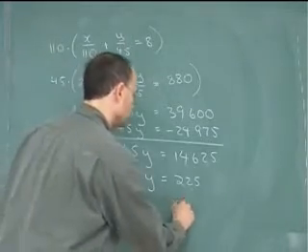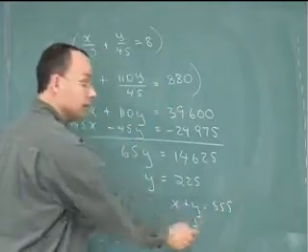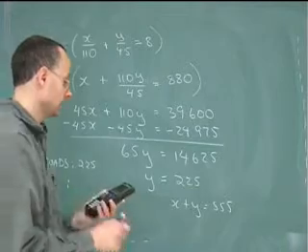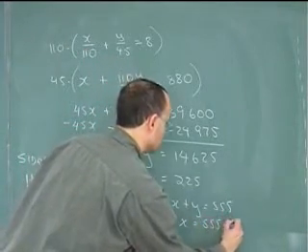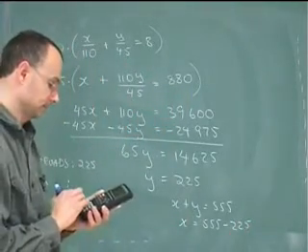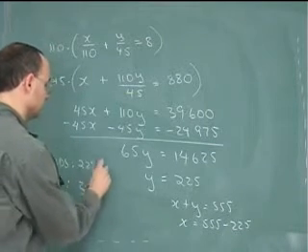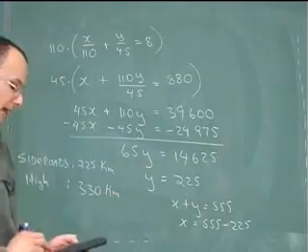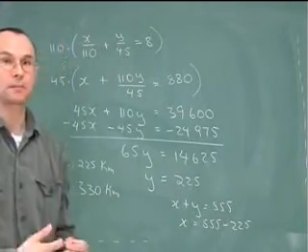And so I'm going to use this equation and say, well, I know that the y value is 225, so I'd go 555 minus 225 to get the highway driving. And that turns out to be 330 kilometers. So that's a finished example now with speed, distance, and time.